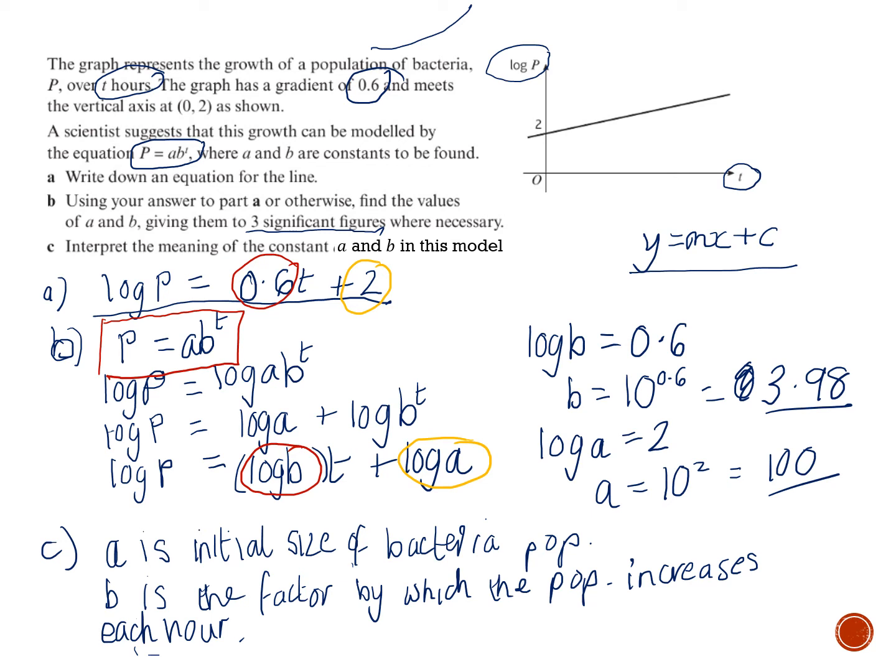So hopefully you've seen from that question how drawing a graph of log p against t, when we start with an original equation of the form p equals ab to the t, will give you a straight line, and it will enable us to then work out what the values of a and b are, much easier than drawing your exponential graph and trying to work out values from that. Okay, we've got one more example. Again, apologies, it's quite a lengthy example.